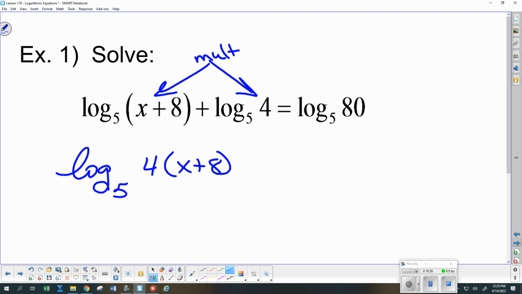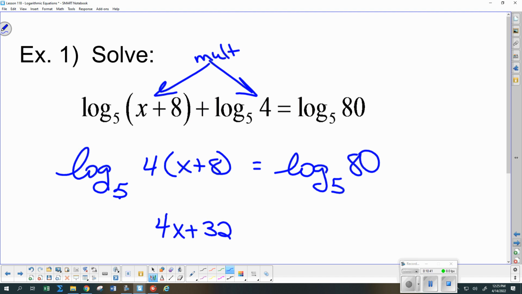so I'm going to take the 4 times the x plus 8 and have those multiplied together. So now I have log base 5 equals log base 5. So 1 log equals that same kind of log. I could exponentiate both sides, which means my arguments are equal. So I'd have the 4x plus 32 when I multiply that argument equals 80. Give me a thumbs up if you're comfortable with getting to that step. Okay, you guys finish solving it.